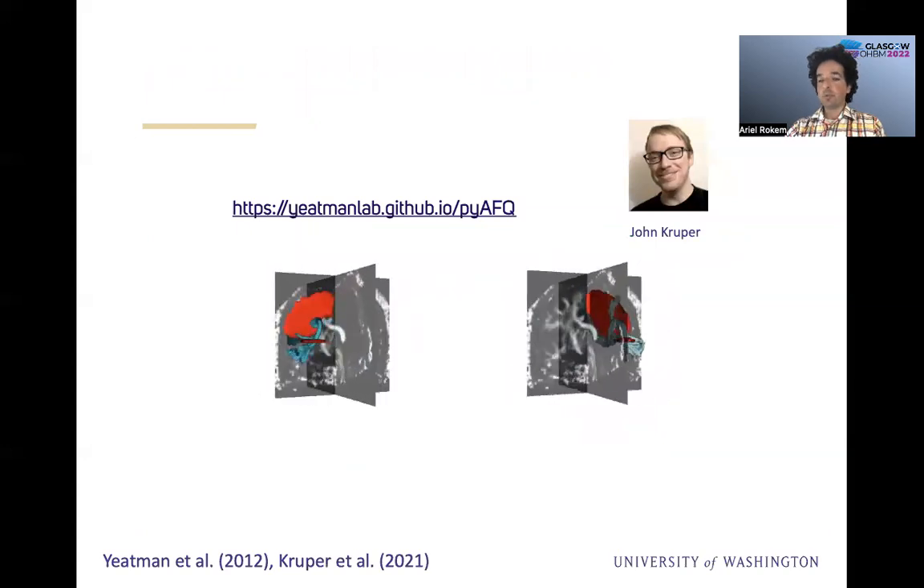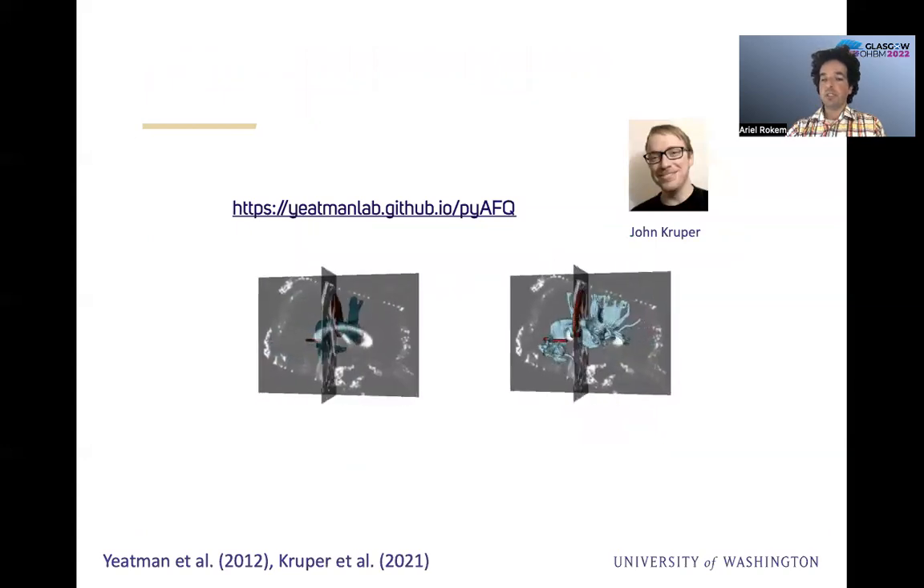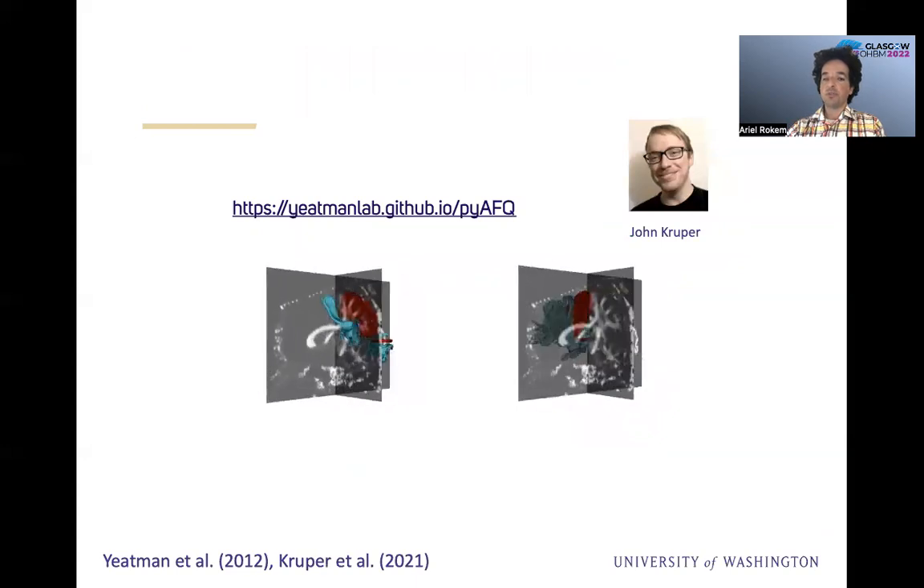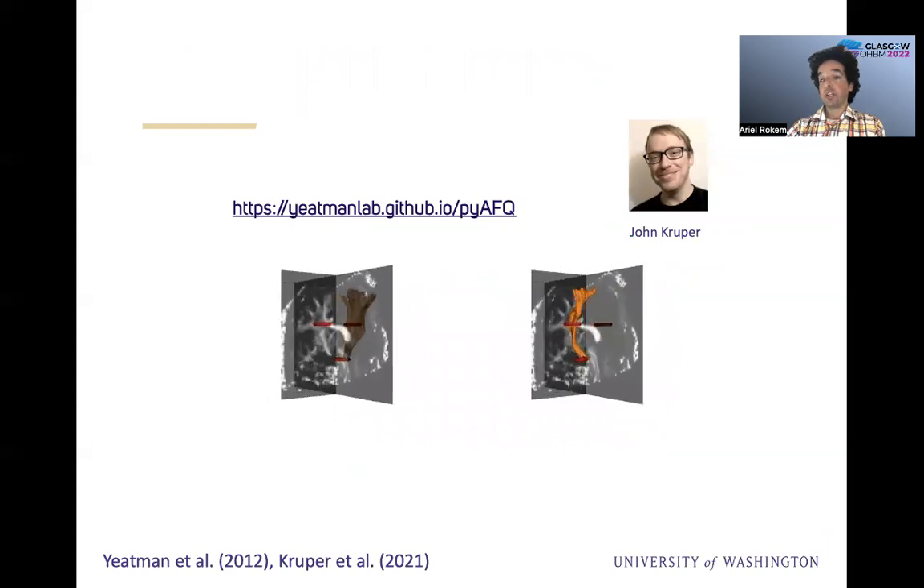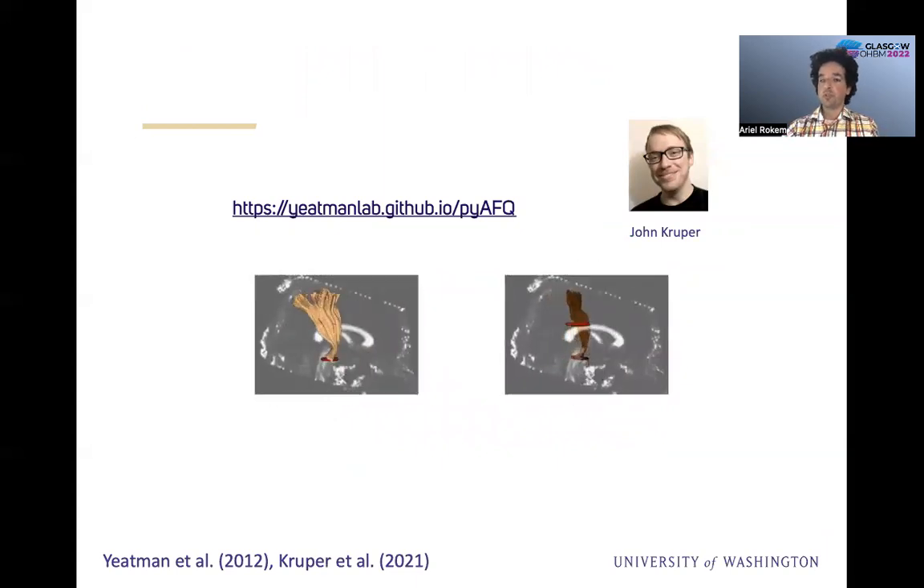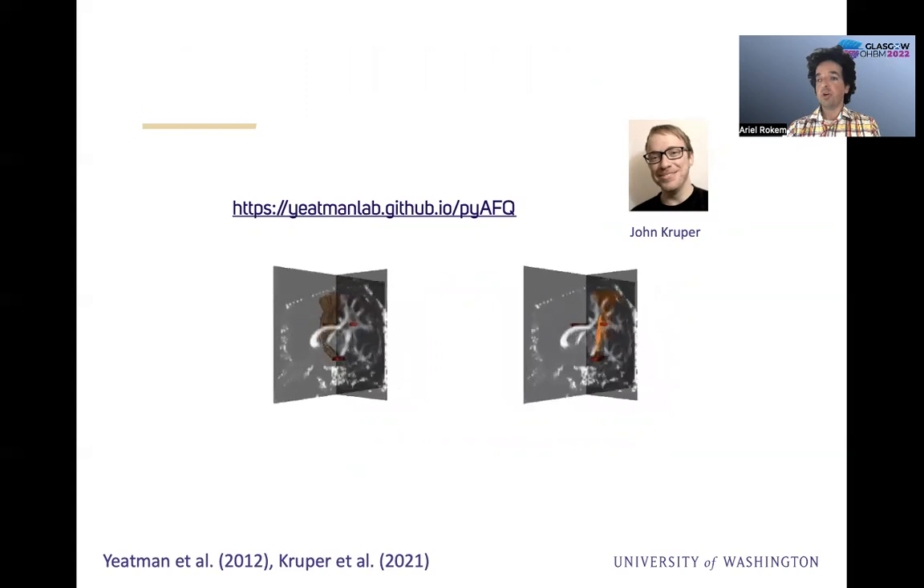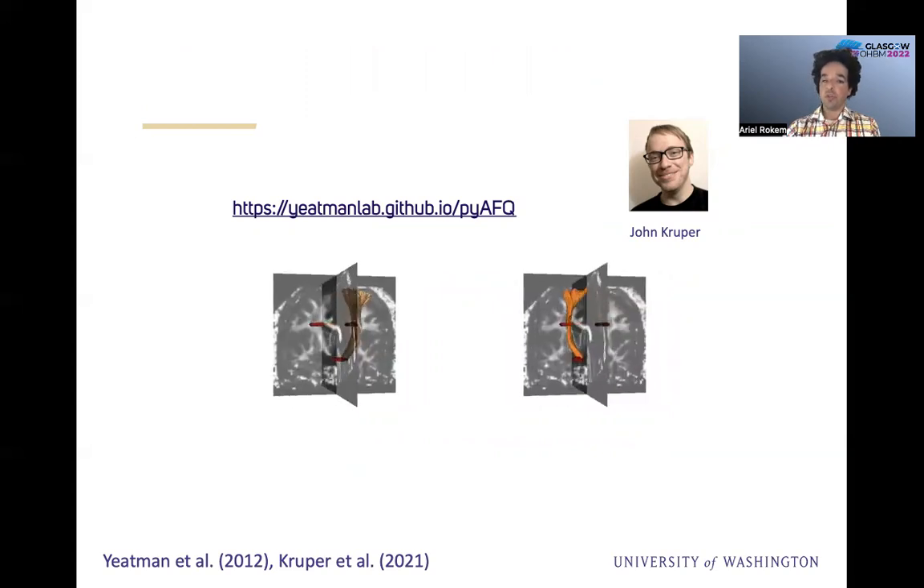So here are a few examples. This is segmentation of the arcuate fasciculus on the left and the right hemispheres in one individual. Here's a segmentation of the corticospinal tract. And I've also shown you the inferior frontal occipital fasciculus. And the software can segment several other major bundles.